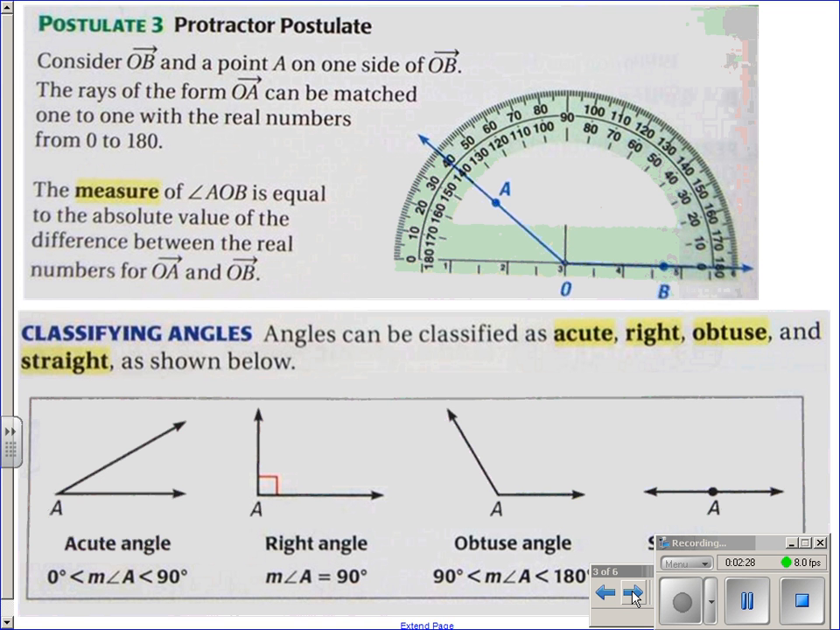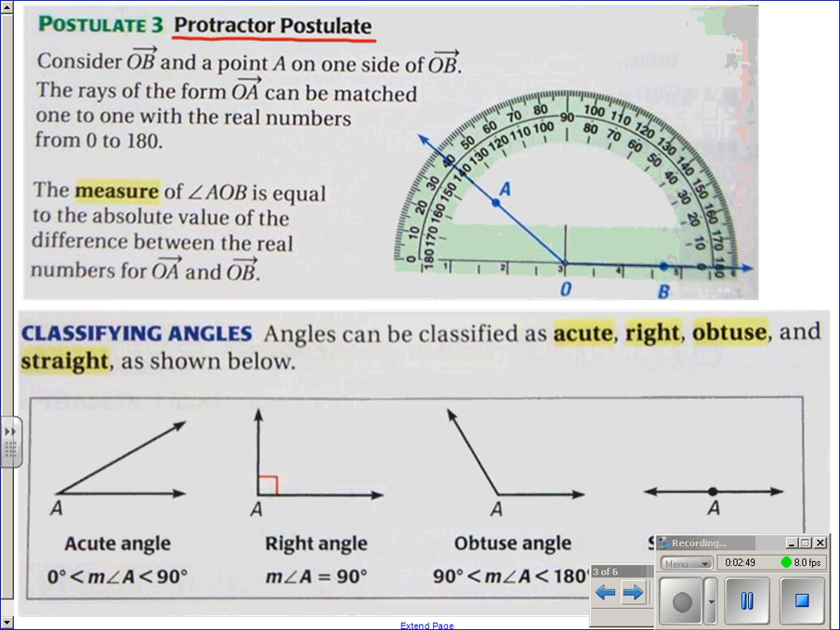Okay, for this postulate, the protractor postulate, basically describing how you measure an angle. For most of you, it should be pretty straightforward to use a protractor. So take a second, hit pause, copy some of the stuff down that's important to you. Take a look at the picture.